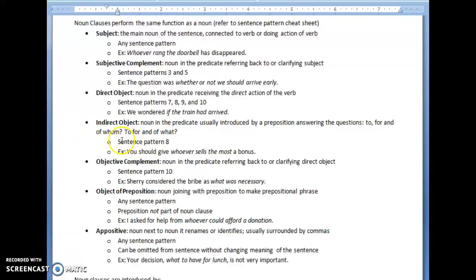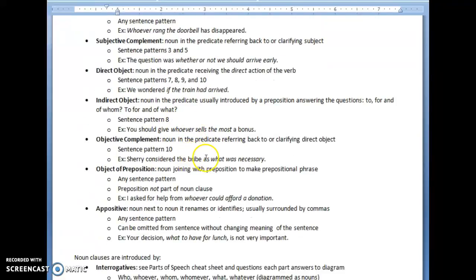So that would be sentence pattern number 8. The example here is, you should give whoever sells the most a bonus. The easier way to think of this is to rewrite the sentence and say, you should give a bonus, which is the direct object, to whoever sells the most. And then you get the sense of the preposition being in there. So we have the whoever sells the most, that noun clause functioning as an indirect object.